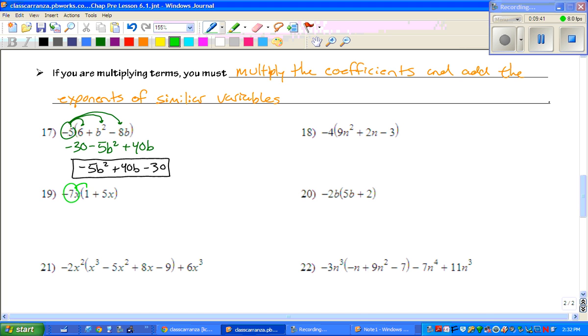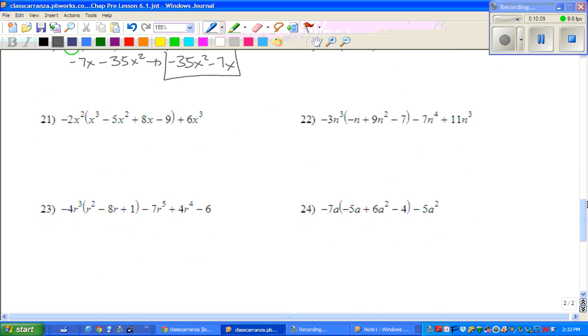You take what's outside and you multiply it by what's inside. So that gives us negative 7x minus 35x times x gives me x squared. Rewrite that so it's in standard form. And there you go. Okay, so those first two are just multiplying. Now we have to be a little bit more careful. Okay?